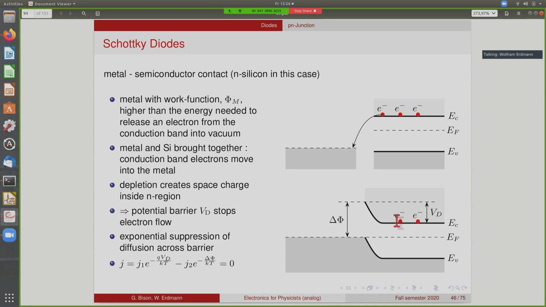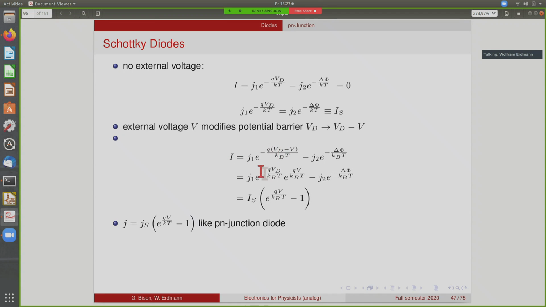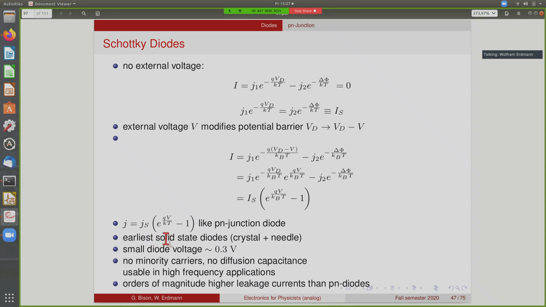So you have the diffusion of electrons from here to here, proportional to this barrier, and you have the opposite diffusion in this direction, which is proportional to this barrier height. If you apply no external voltage, of course the two currents must balance. So these two factors are not independent, and we will call this the saturation current. If you apply an external voltage that modifies the barrier, so we go from VD to some other voltage, then we know that the net current can be written like this. And we get again the diode-like IV curve for this Schottky diode. These are called Schottky diodes, and these are in fact the earliest solid-state diodes that have been built.